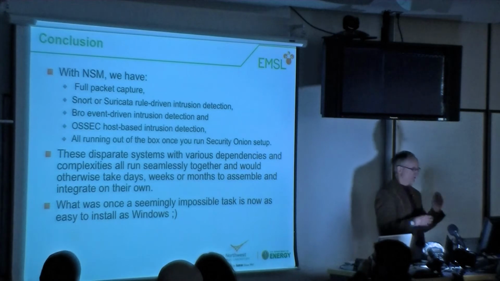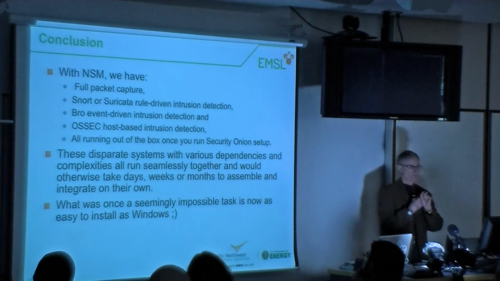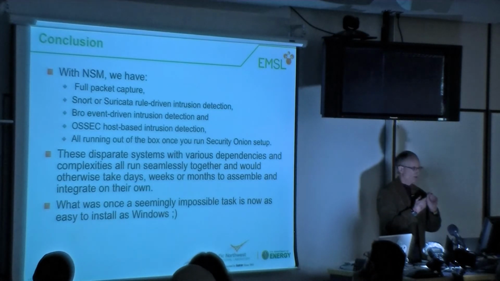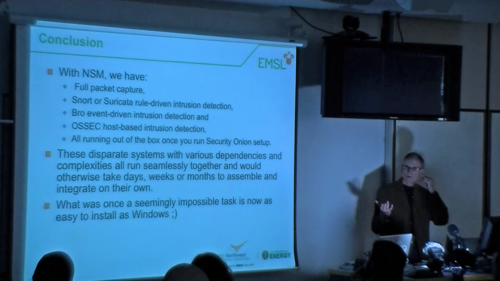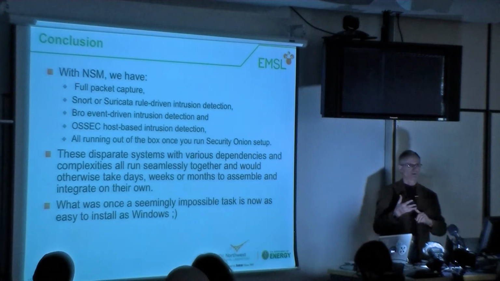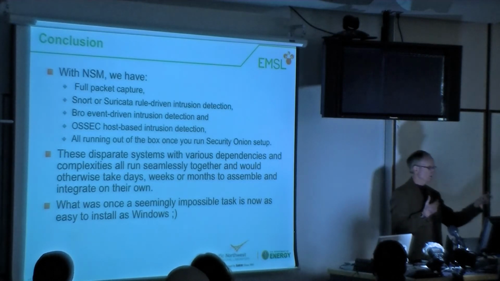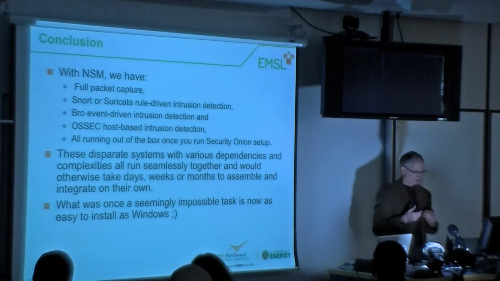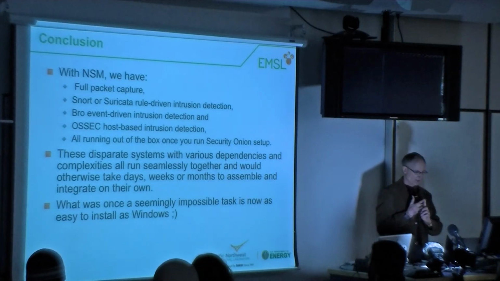So, in conclusion, with NSM, we get full packet capture. Everything that comes into the network is being captured, and it is being written off to disk. Snort or Suricata, that's our rule-based intrusion detection system. It's looking at that. Bro is looking at events. We have host intrusion detection via OSSEC if we want to go down that route. But OSSEC is included as part of the distribution on the sensor, so that if something goes wrong on that sensor, maybe somebody compromises your sensor, OSSEC would let you know that that is going on. This is all running out of the box. It was easy to set up.